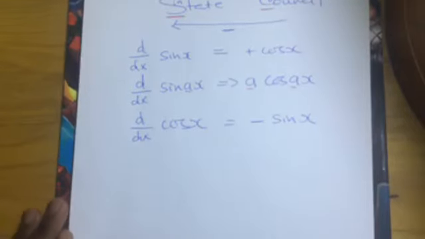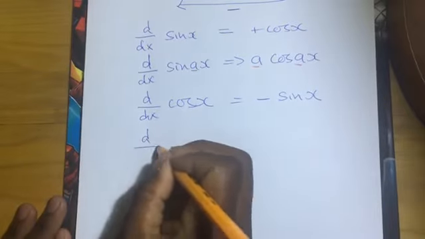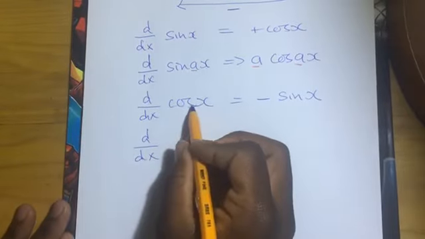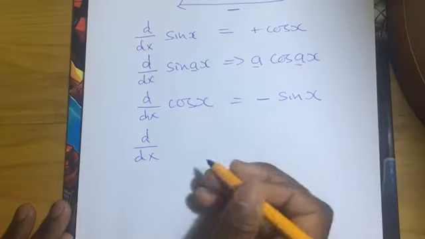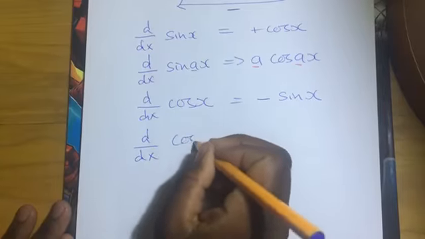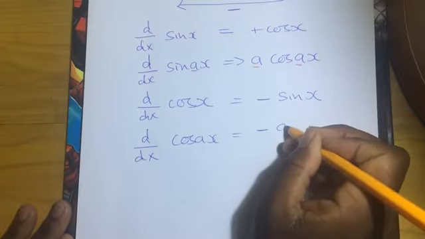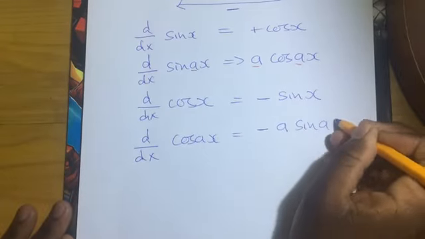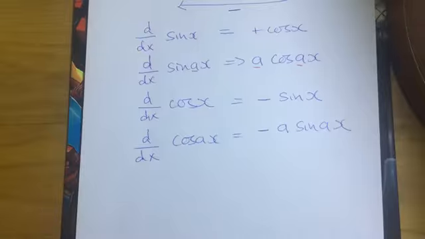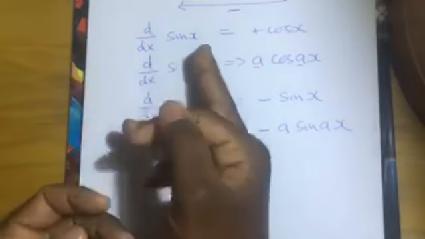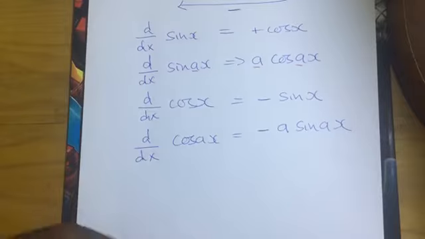Okay. Next, d dx. Cos can also have something in between the way sine had. So this could be d dx of cos ax. This is going to be negative a sine ax. So these are the important trigonometric derivatives. Now, it's not always that they'll use x. They could also use theta.